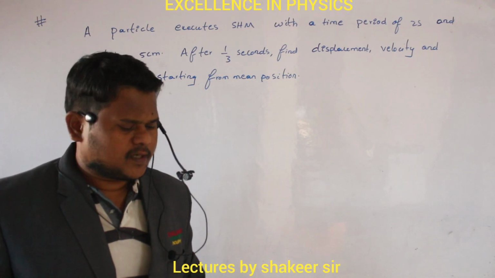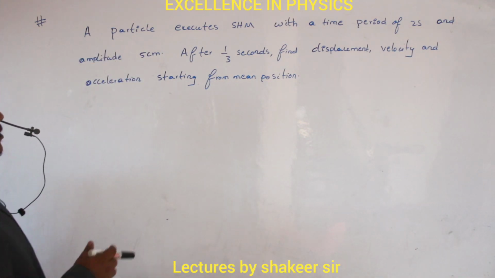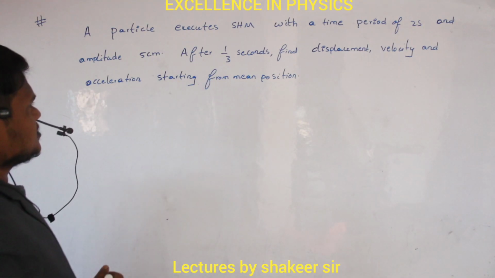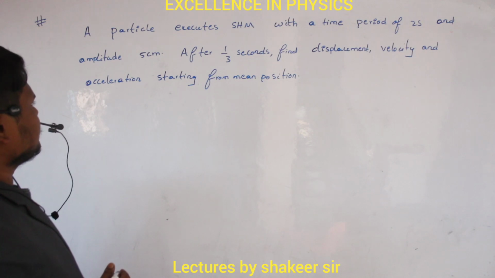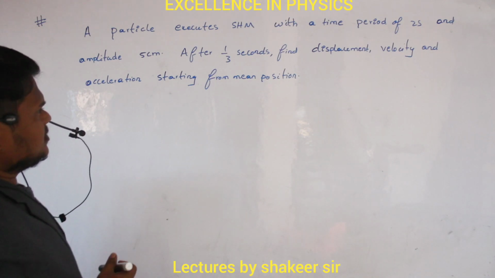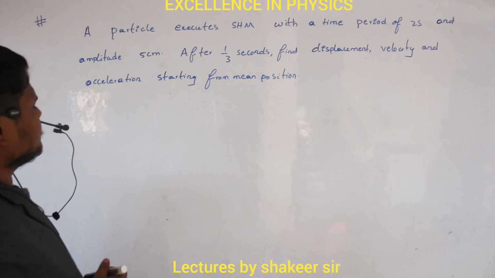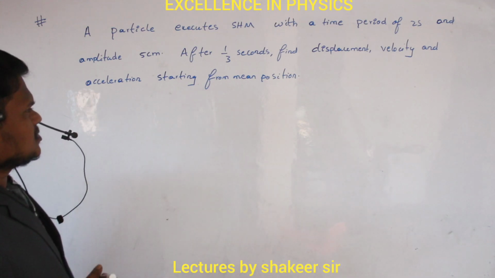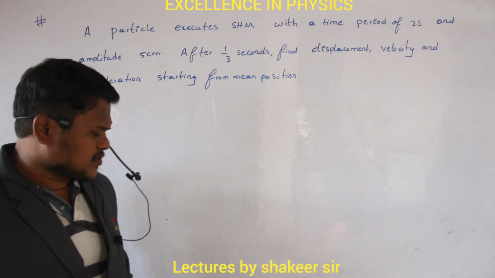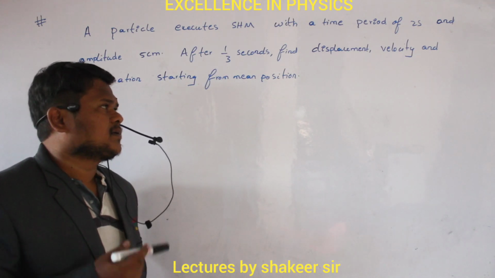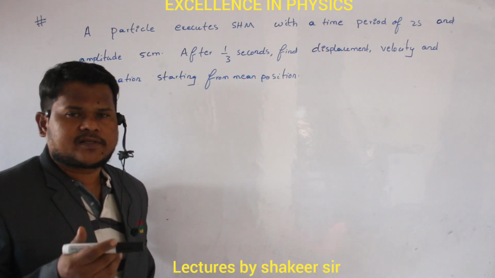Dear students, now let us see the next question. A particle executes SHM with a time period of 2 seconds and amplitude 5 centimeters. After 1 by 3 seconds, find displacement, velocity and acceleration, starting from the mean position. What is meant by starting from the mean position? It means that the initial phase constant is 0.